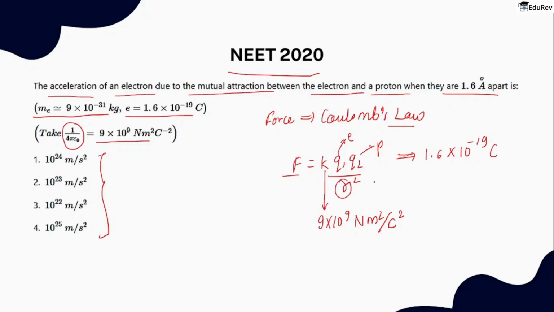R is the distance between them, which is 1.6 angstrom here. Now we know that 1 angstrom is equal to 10 to the power minus 10 meters. Now let us calculate the force between electron and proton, which are 1.6 angstrom apart.